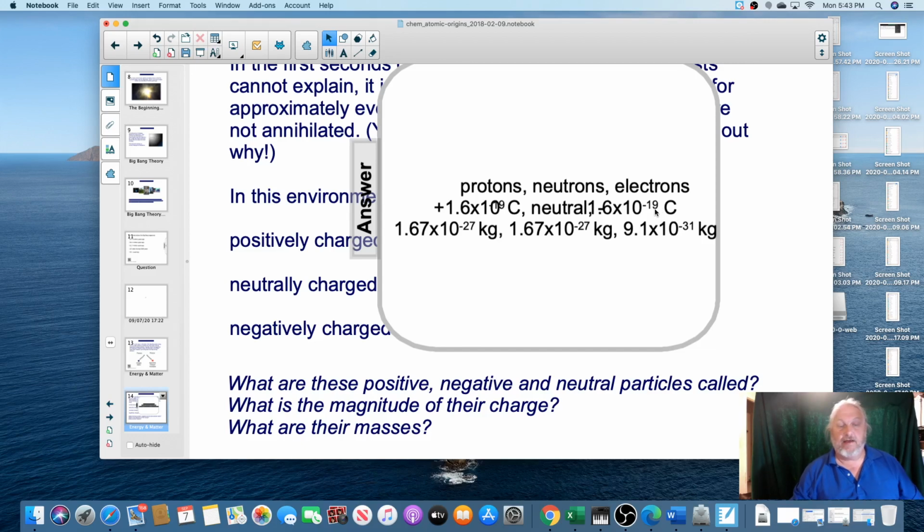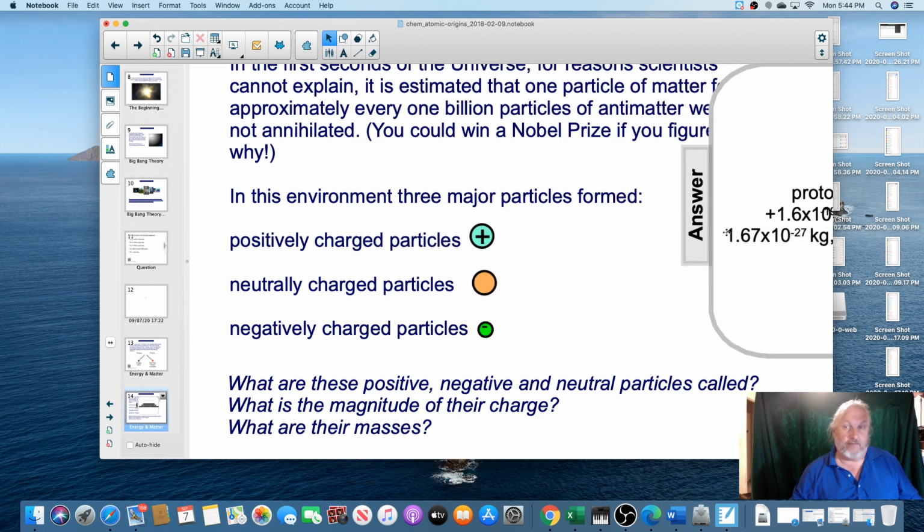Now let's look at their masses. A proton is 1.67 times 10 to the minus 27th kilogram, a very small number. A neutron is 1.67 times 10 to the minus 27th kilogram. Again, about the same size. So a proton is approximately the same mass as a neutron. Now let's look at electrons. The electron's mass is 9.1 times 10 to the minus 31st kilograms. So that's much smaller than a proton or a neutron, so they're much smaller than the other two. All right.